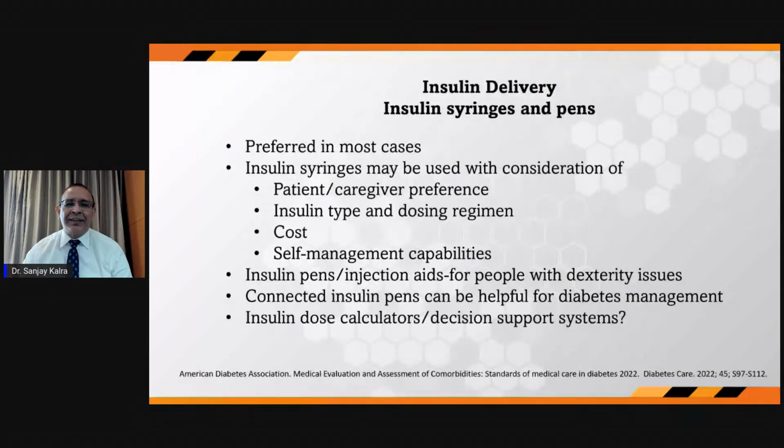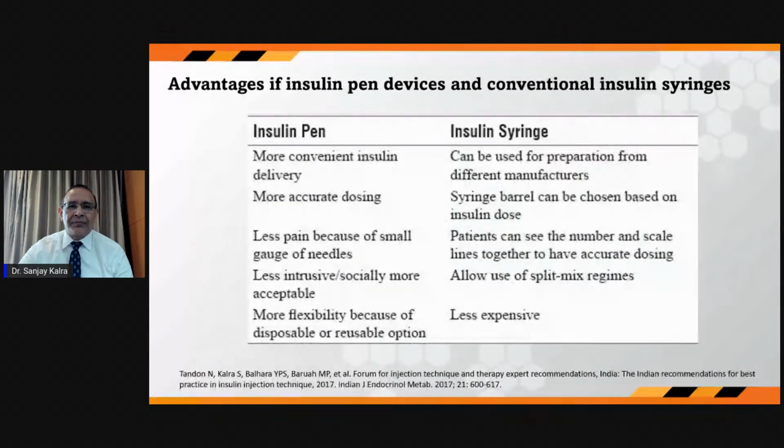If you're working in a busy center and time is of importance, your assistants, your diabetes educators are overworked, then pens are easier. Also, pens are easier to use for people with dexterity issues, those who have difficulties with counting, with seeing, and with using their hands. Of course, insulin pens are more convenient and more accurate, but they also have a smaller gauge of needles. So therefore, they cause less pain. They are less intrusive, easy to carry around, and socially more acceptable. So therefore, they are more flexible to use.